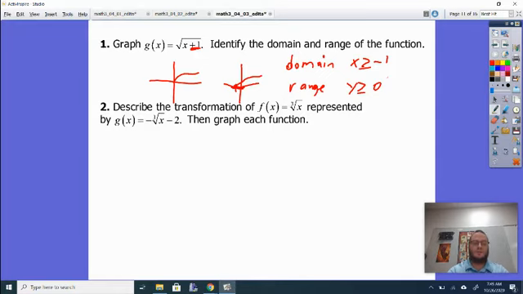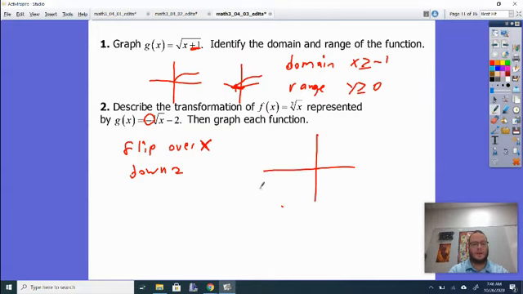Okay, for this next one, I want to do this flip first, so it flips over x, not y, x is on the outside, and then it moves down 2. Remember a cube root looks something like this. So when it flips, it's going to look something like this, and then it's going to move down 2.